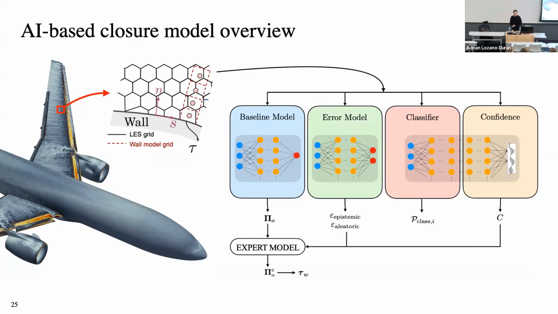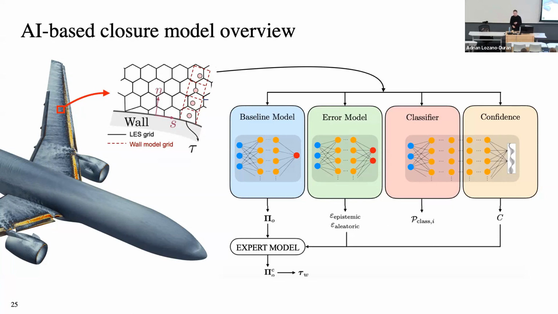What the expert model does is get the information from the baseline model, the error model, and the confidence. If there is an error and the confidence is high, the expert model will correct the prediction, so it's better than the baseline model. If the confidence is low, even if there is an error, then the expert model will stick to the baseline prediction to be safe.